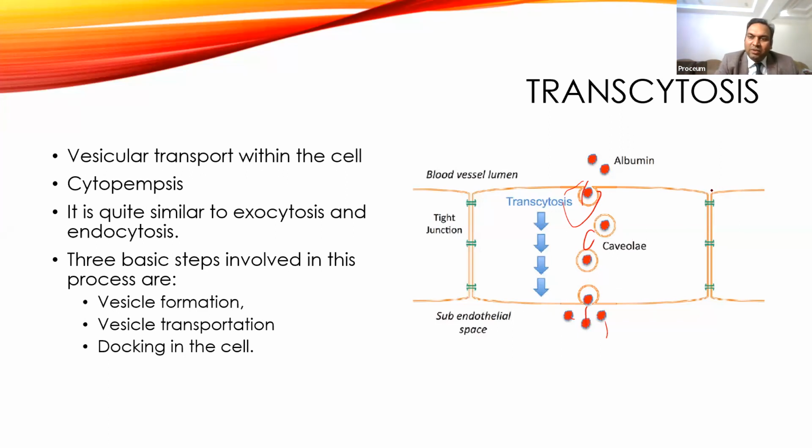Then there is paracytosis, where it occurs through the junctions. It is not within the cell, but in between the cells. From one side of the lumen, it moves to the other side of the lumen. This is called paracytosis, where the chemical has been transmitted from one side of the cell to the other side of the cell. So that's all about the transport mechanism.